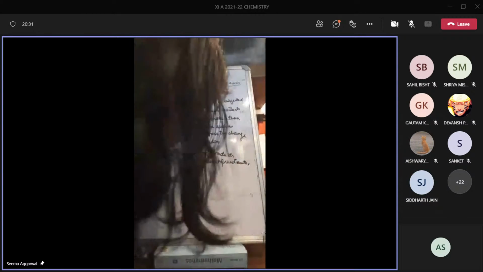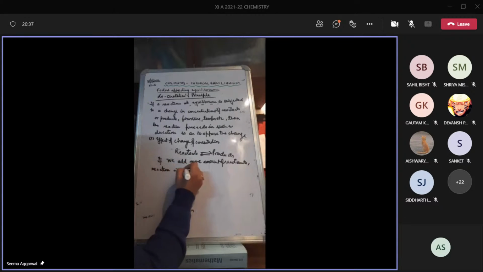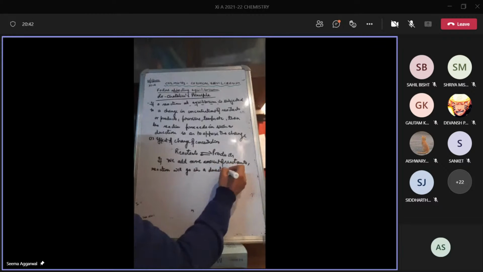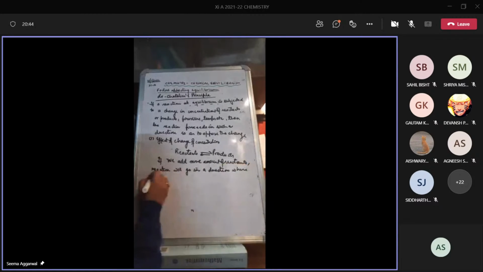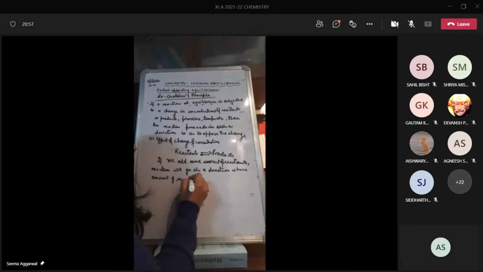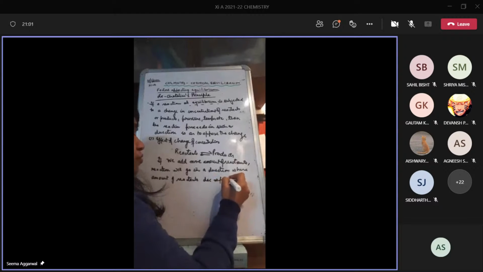So if more amount of reactants is added, according to Le Chatelier's principle, the reaction will proceed in a direction where the amount of reactants is decreased. If I am adding something, the reaction will proceed in a direction so as to oppose it. So if I add more reactants, the reaction will go in a direction where the amount of reactant decreases. Decrease means that is the forward direction.